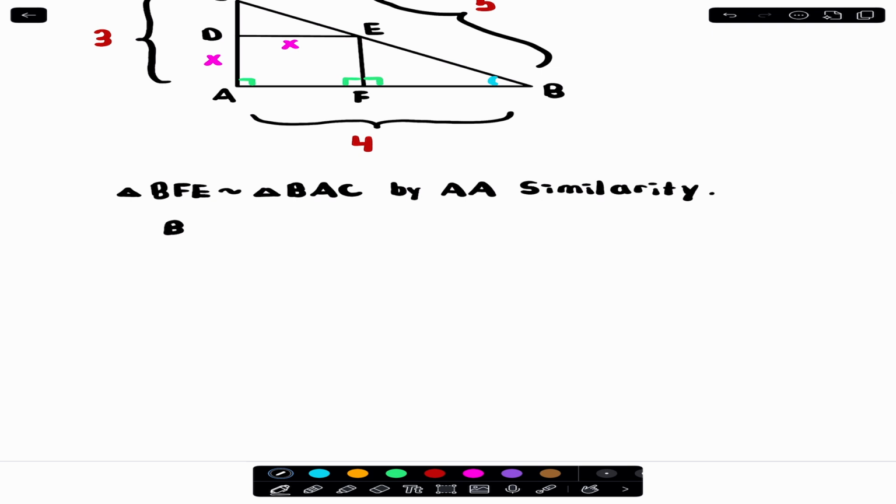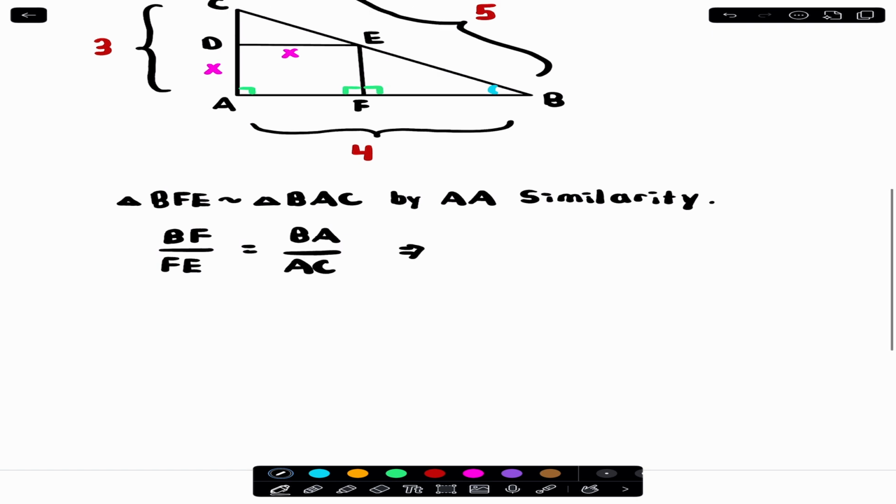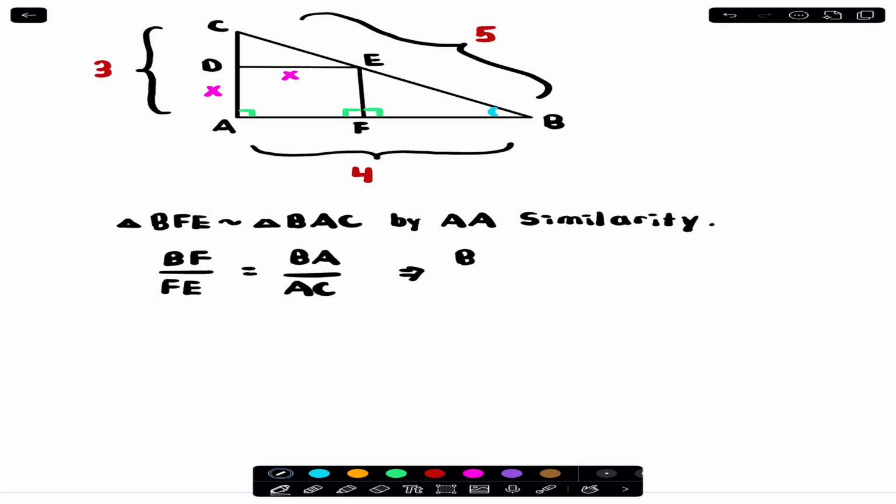Now we can set up our ratios. We know that BF over FE should be equal to BA over AC. Let's plug in everything that we know. BF is unknown. FE is a side of the square. So remember, because this is a square that we have over here, all 4 side lengths are equal. So FE is equal to x. BA is 4. And AC is 3.